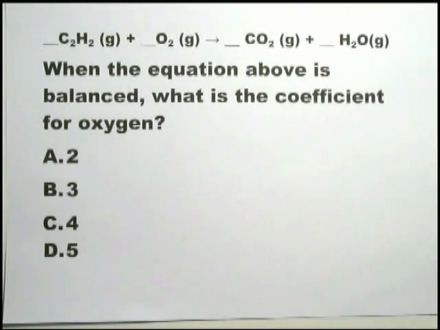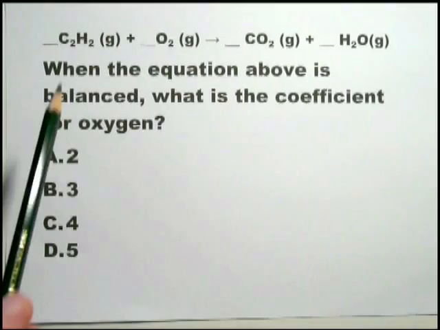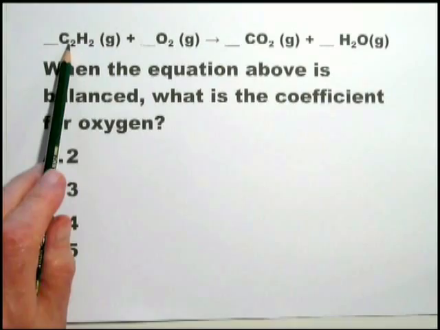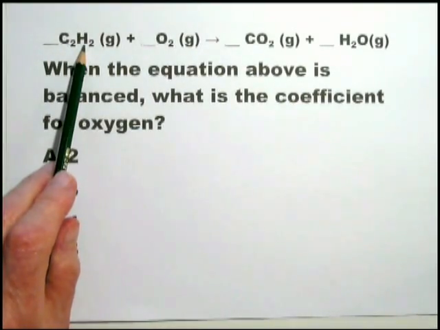When students first see this equation and this question, they immediately think, I've got to balance the whole equation. But really, that is not necessary. All you're asked is, what is the coefficient for oxygen? That is the only thing you need to think about. What is the coefficient for oxygen? And that is determined solely by the number of carbon atoms there and the number of hydrogen atoms.